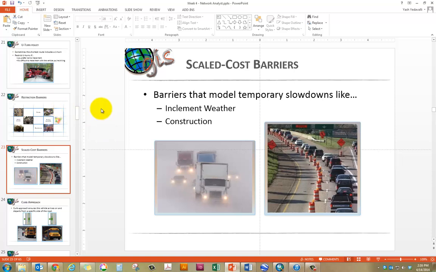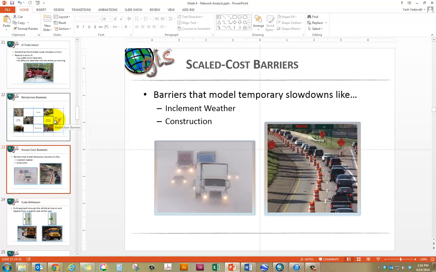So again, we are talking about cost barriers or scaled barriers, where you say, okay, there is a single lane closure. Essentially, all this can be used to model your network, or these can be live updates. Most of these are live updates.